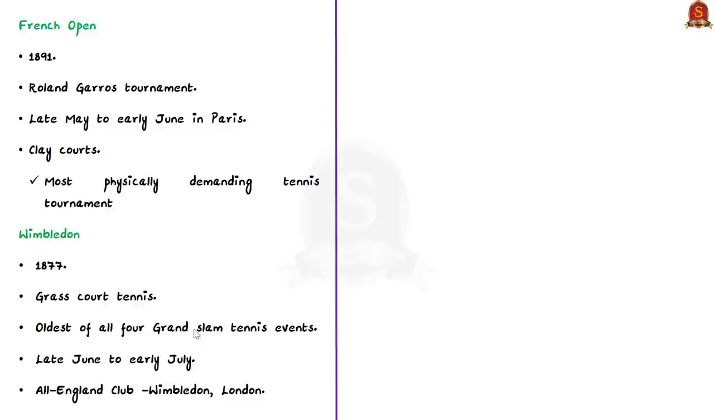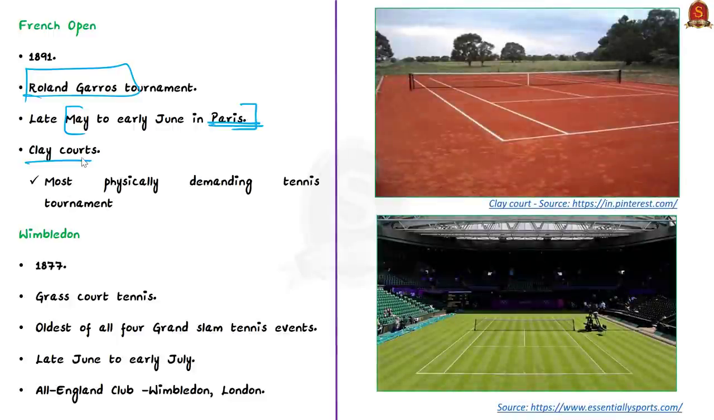See, the French Open was started in 1891. It is also known as the Roland Garros tournament. It is usually held between late May and early June. It is held in Paris in France. This tournament is played on clay courts. Because of the clay courts, this event is widely considered to be the most physically demanding tennis tournament in the world. In addition to this, Roland Garros or the French Open is currently the only major open sport that is held on clay. Now let us move on to Wimbledon, which was initiated in 1877.